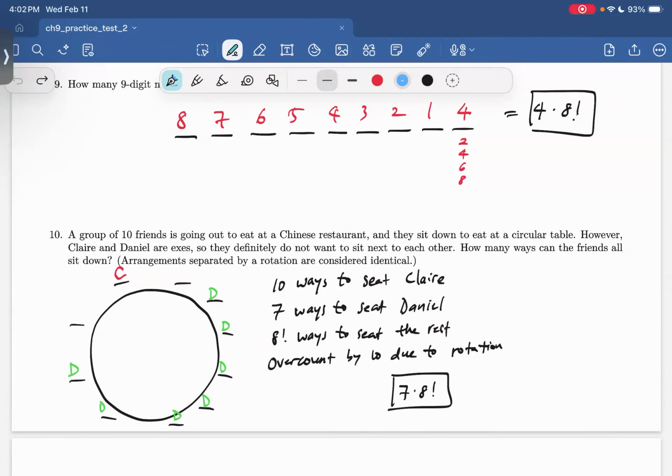And then finally, we're going to be overcounting by a factor of 10 because arrangements that are identical after rotation are considered to be the same arrangements, right? So that means we have to divide by 10. And so in total, we're going to have 10 times 7 times 8 factorial divided by 10, which is 7 times 8 factorial.